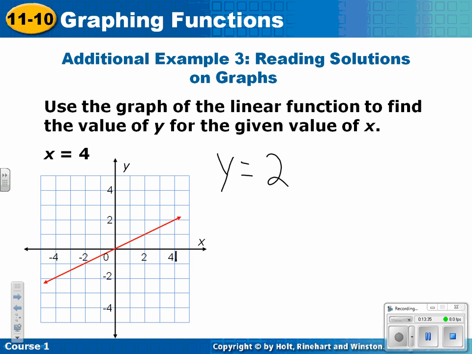Why does it go? Okay, wait, one at a time. One at a time. Yes. All the way across. What? Can you come up here and point to what you're talking about?